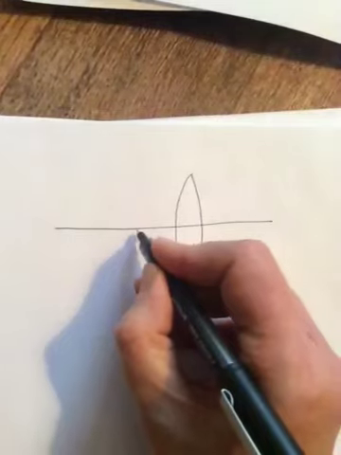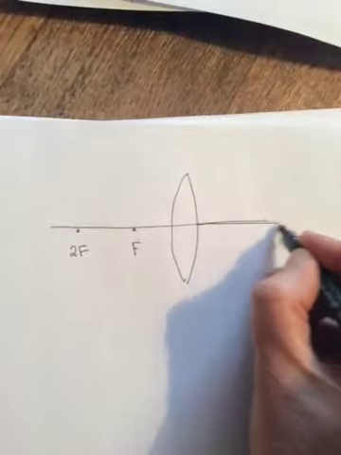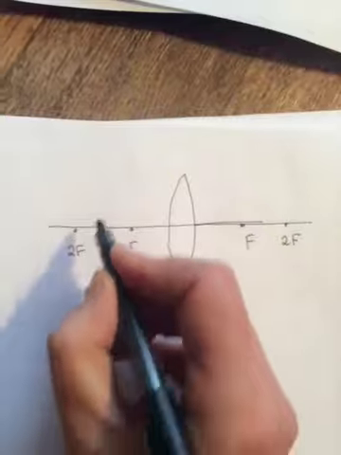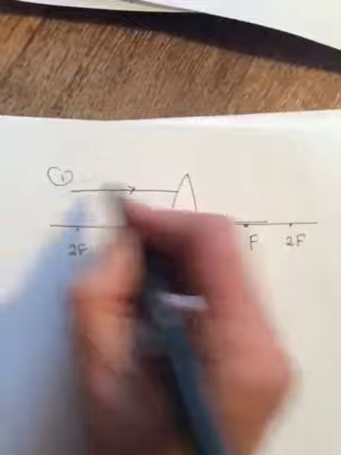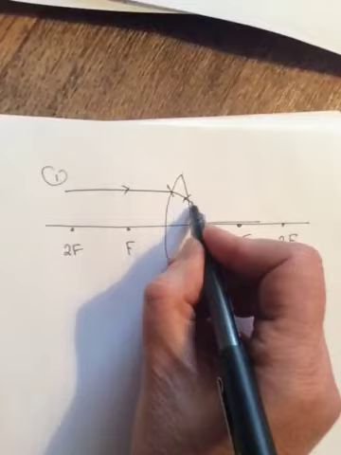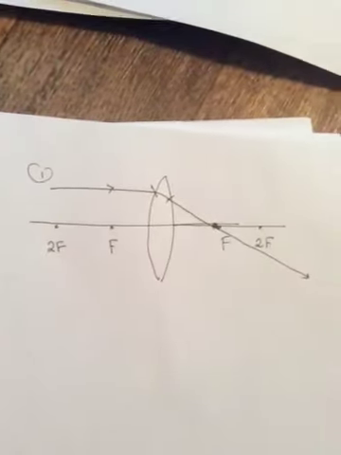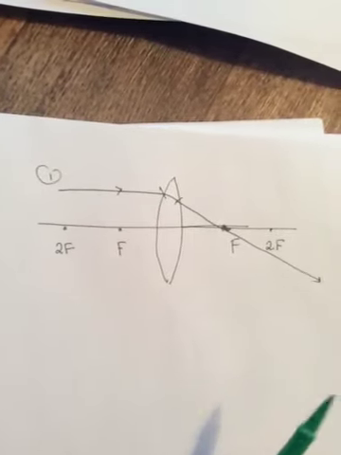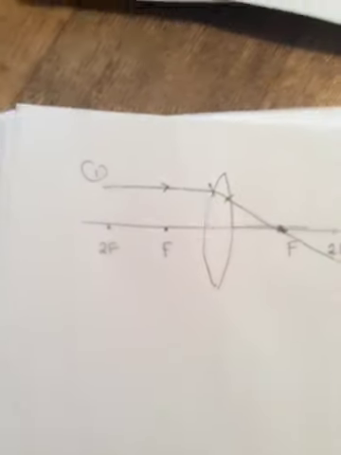Okay? So there are three rays that we can use to locate images in a convex lens. So label your F, label your 2F on this side, your F, your 2F. And ray 1 is what we just did. A ray going in parallel to the principal axis is going to get bent in such a way that it passes through F on the opposite side of the lens. That is ray 1.